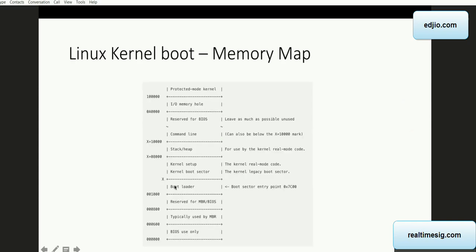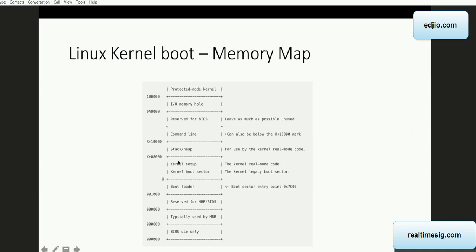The Linux kernel expects the kernel code to be loaded at a specific location. Let's say you load the kernel at X address location, then at the address location X plus 8000 hex, it expects some stack to be allocated. So the bootloader will load the kernel at X address, and then it will start executing this kernel.